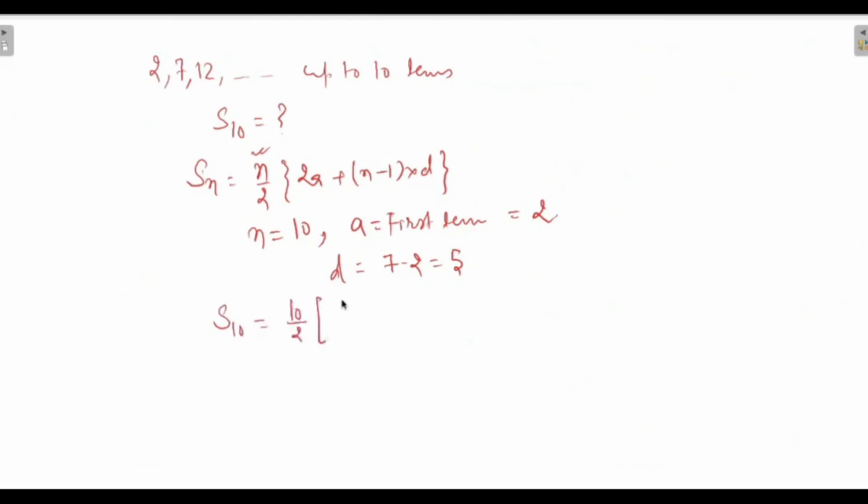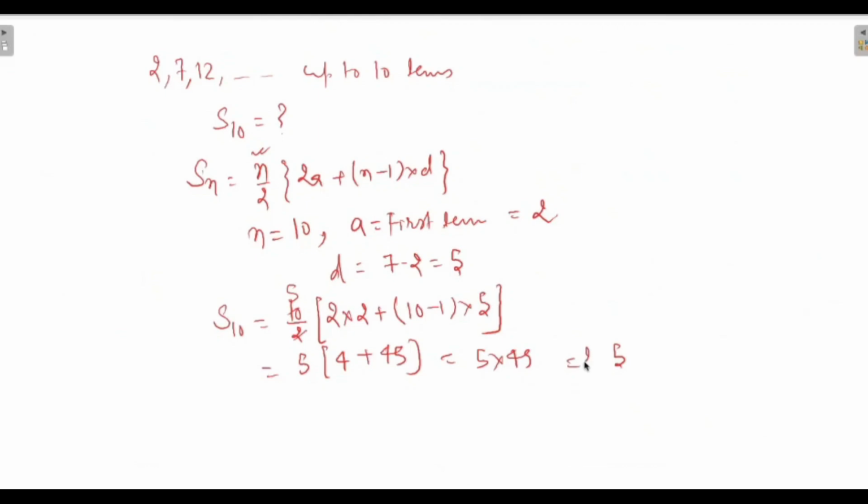And then this is going to be 10 by 2 into 2 into the first term, 2, plus n minus 1 into d. n is 10, minus 1, into d, which is 5. So what I've got here is 2 times 5, then I will get 4 here. Then I'll get 45 here. Then I'll get 45 plus 4, 49. 5 into 49, which will be 245.